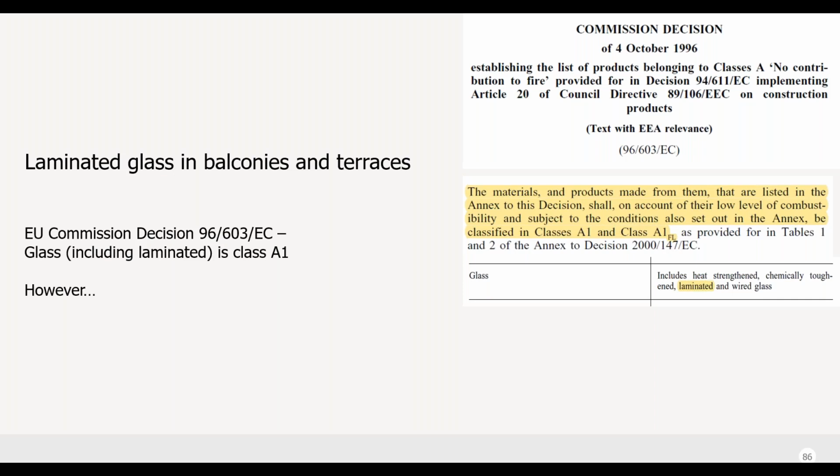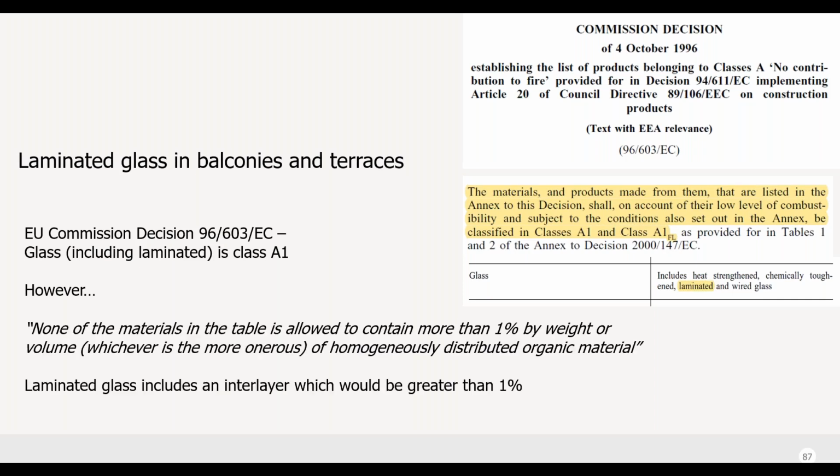However, if you go on to the next slide, you'll note that it says that none of the materials in the table is allowed to contain more than 1% by weight or volume of homogeneously distributed organic material. Laminated glass includes an interlayer which would be greater than 1%, so technically would not be allowed to be classified as A1. Clearly, this has led to confusion. So the question that needs to be asked is: is the use of laminated glass in balcony or terrace garden a contributory risk to the spread of fire over facade?